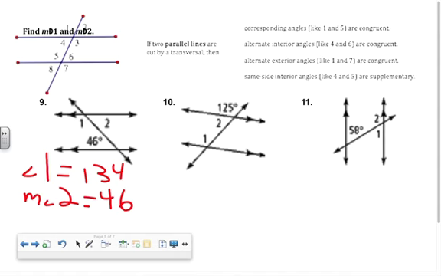Number 10. What is the relationship between angle 1 and 125? I'm not asking whether they're congruent or supplementary. I'm asking what special angle pair are they? Angle 1 and the 125, what kind of angles are they? They are corresponding angles. Corresponding angles are congruent, so I know that angle 1 is 125.